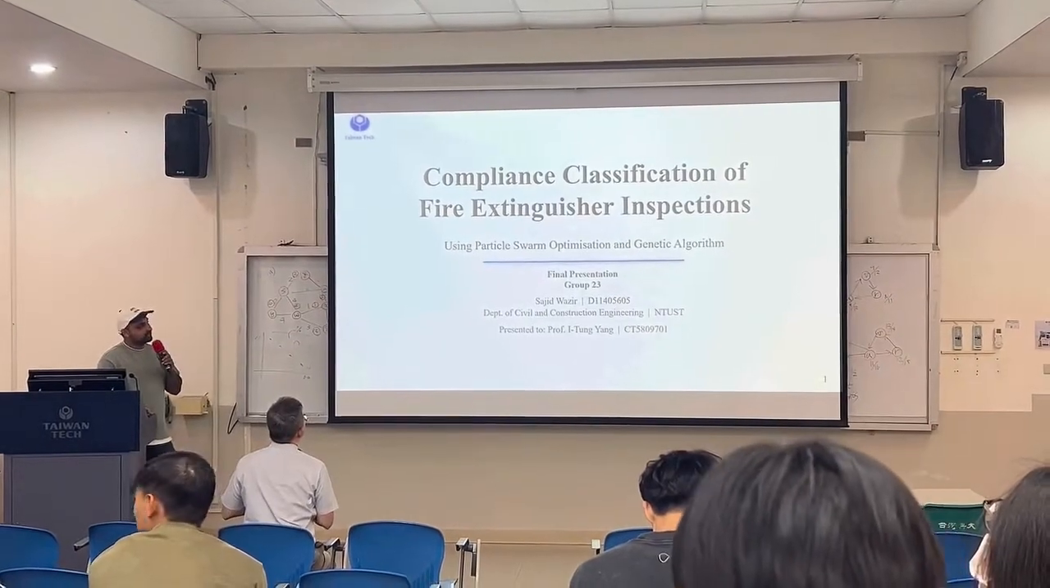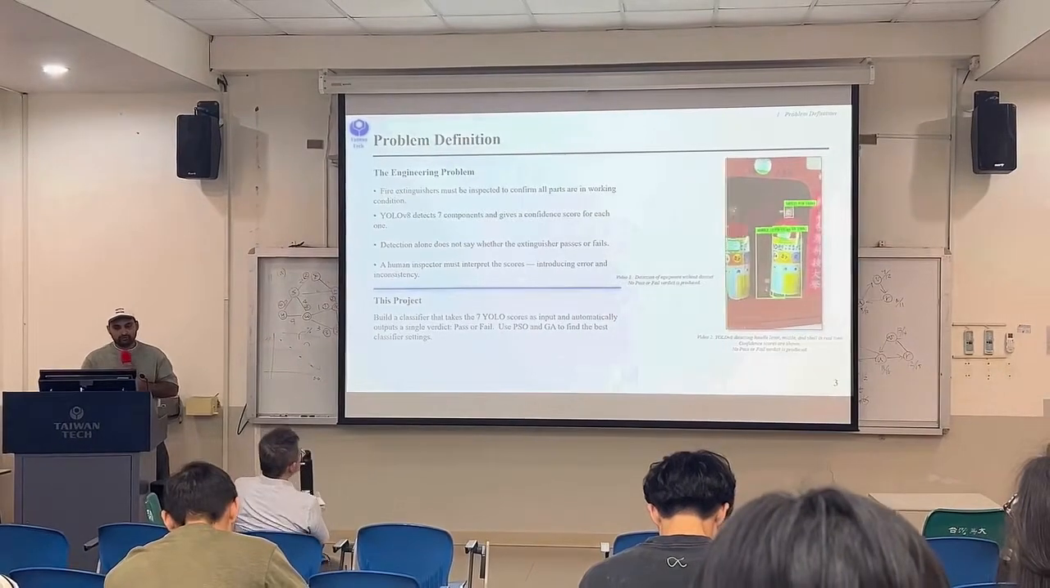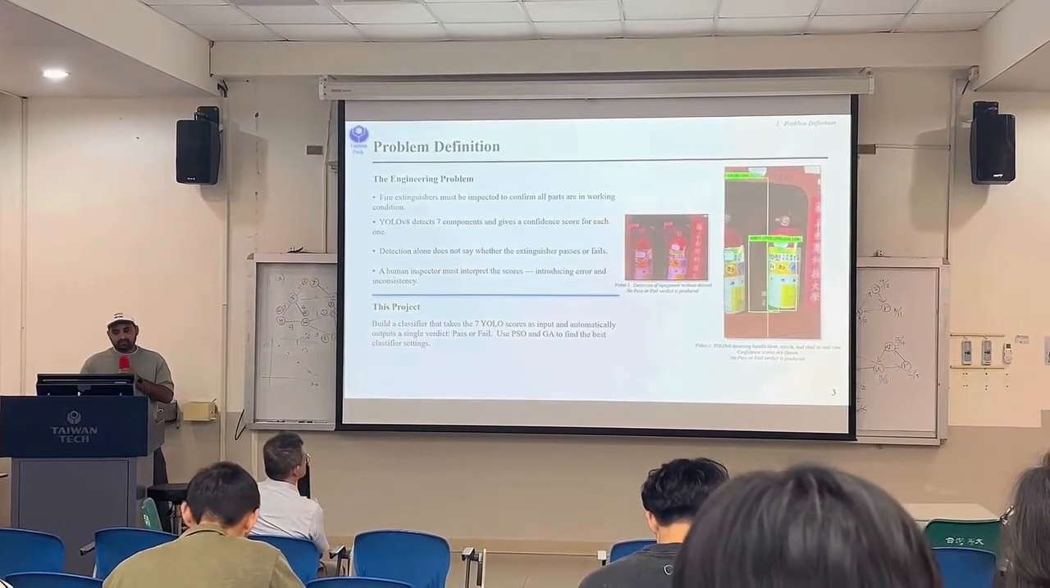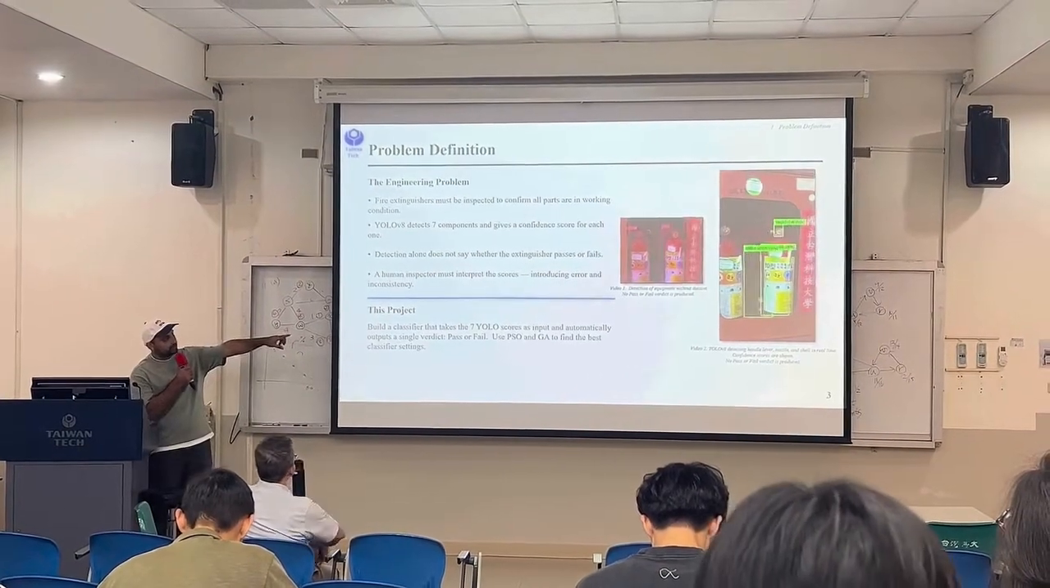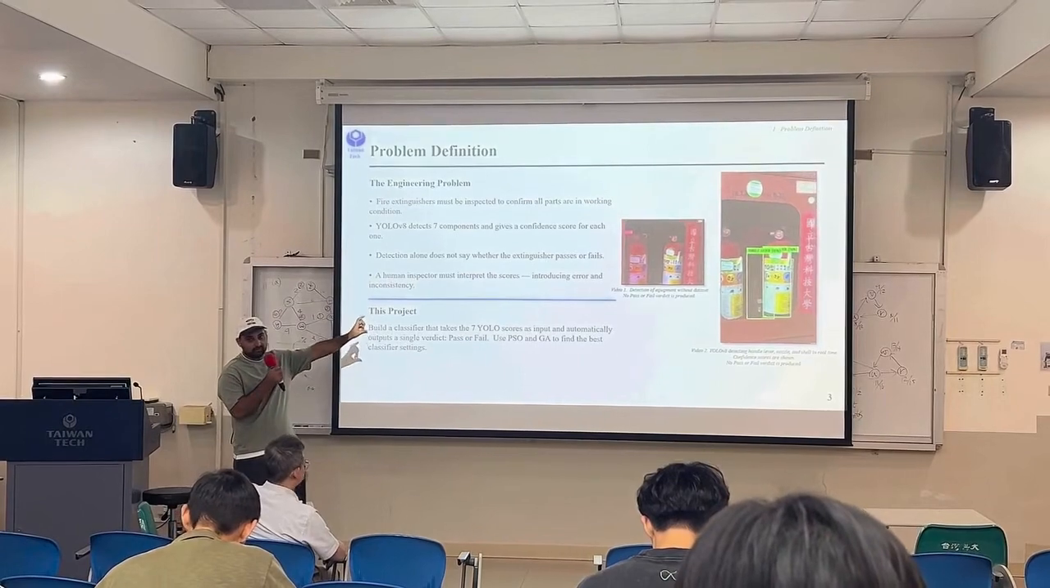of a fire extinguisher inspection, but using PSO and GA. So what's the engineering problem for classification of fire extinguishers to be pass or fail? Fire extinguisher, as you can see in the small videos here, the first video shows that it is just recognizing it, classifying it as a bottle.